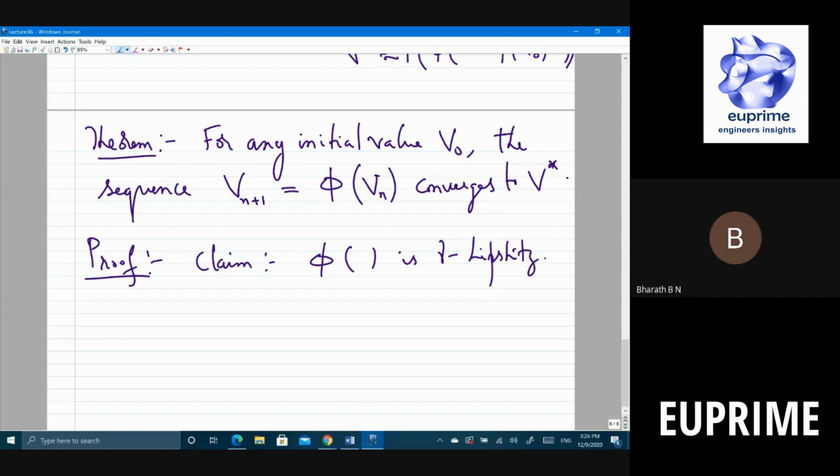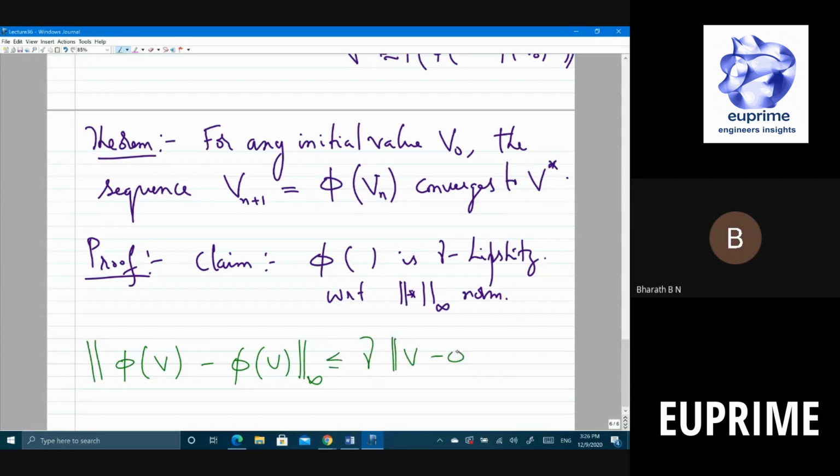With respect to the infinity norm, this is the claim. So what do we do? What is Lipschitz continuous? Let me just, as an aside, maybe use a different color. Phi of v minus phi of u, the infinity norm, is less than or equal to nu times v minus u, infinity norm. This is what you mean by Lipschitz continuity.